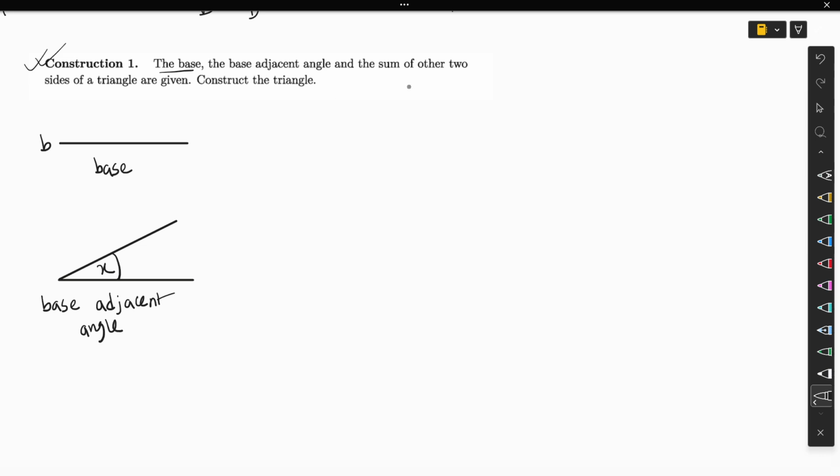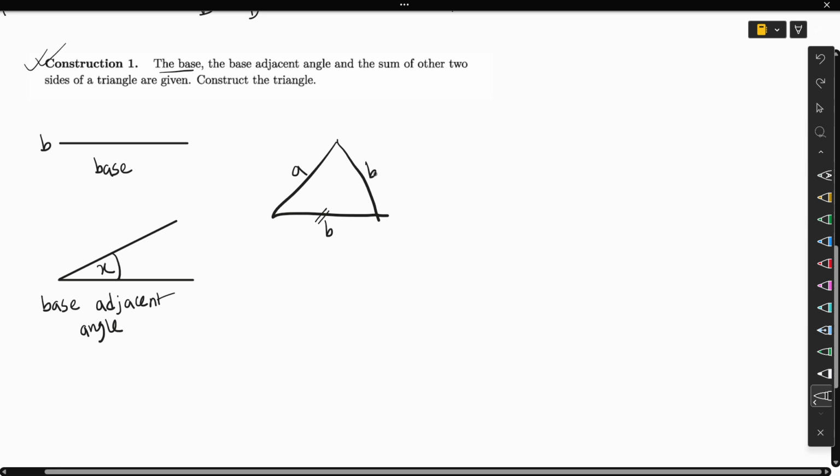And the sum of two other sides of a triangle. Let's say this is a triangle, this is B. So after the base we have another two sides here, let's say this is A, this is C. I hope you guys know how we get these letters A, B, C.